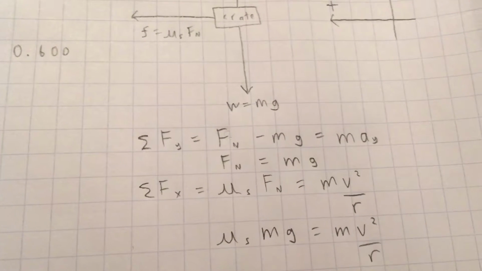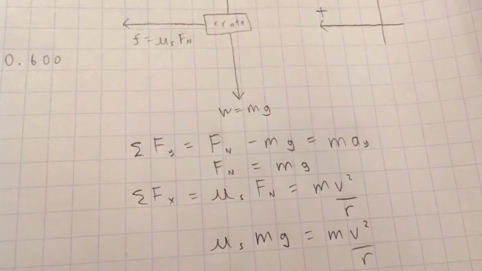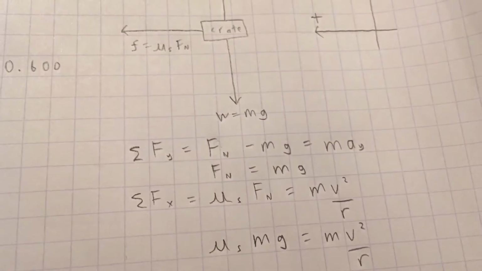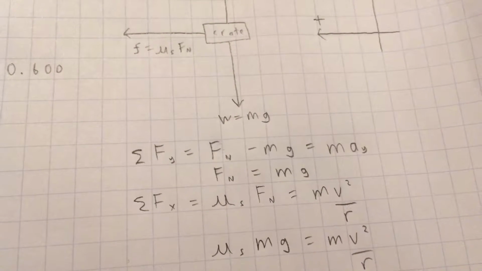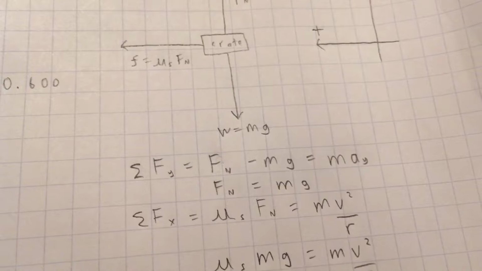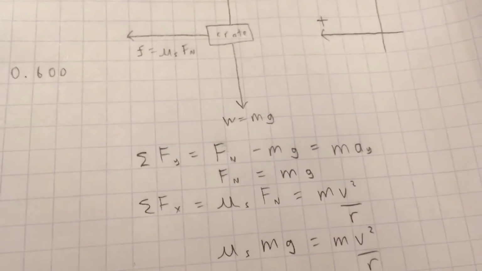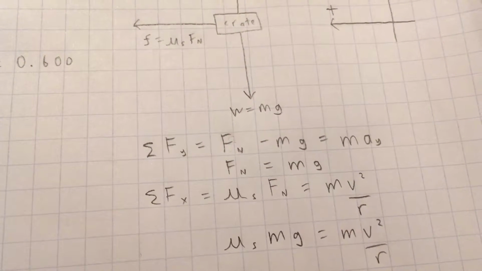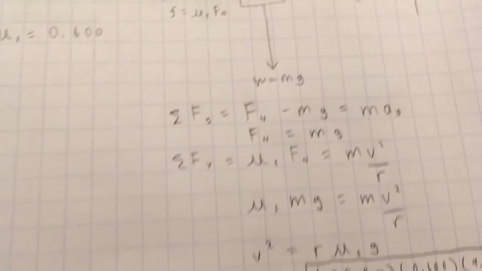Summing the forces in the y direction, we have the normal force minus the force of gravity, mg, is equal to the mass times the acceleration. But since there's no acceleration in the y direction, we can just say that the normal force is equal to the mass times the gravity.